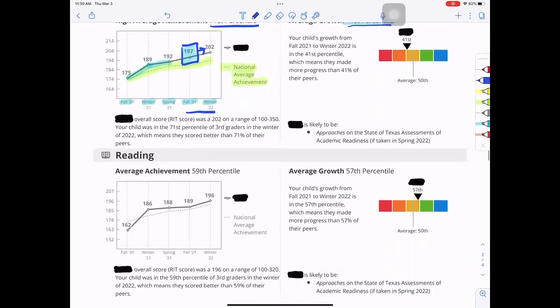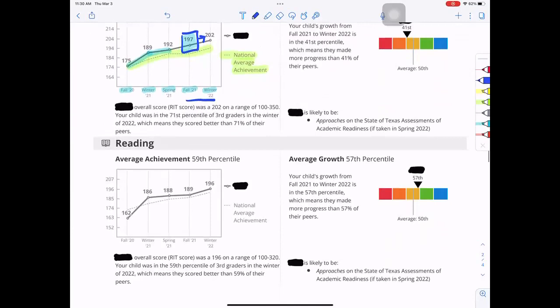If we look down at the reading achievement, we see all the similar scoring. So we have our 50th percentile line, which is national average achievement. And then we see the different assessment scores across time.